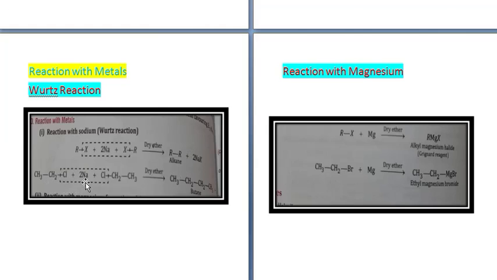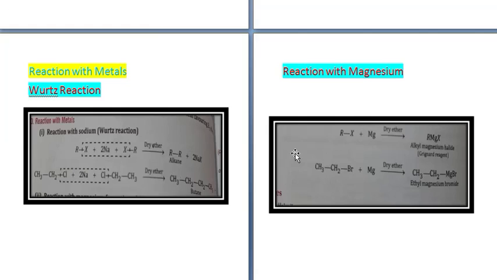Alright, take an example over here. Suppose CH3CH2Cl plus 2Na plus CH3CH2Cl. This reaction takes place in presence of dry ether. What will you get? CH3CH2CH2CH3, that is butane, plus 2NaCl. So from ethyl chloride you are getting butane, an alkane of higher order. This reaction is called Wurtz reaction.